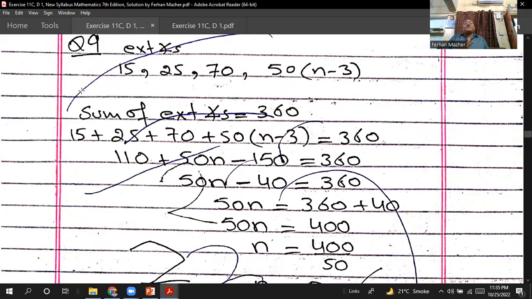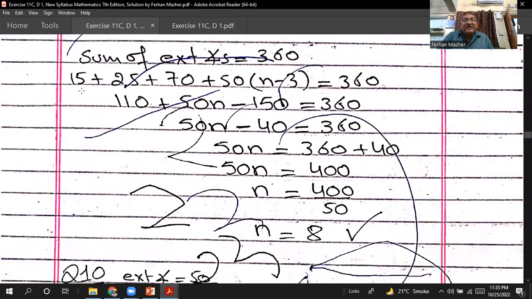So 15 plus 25 plus 70 plus 50 into bracket n minus 3 bracket close equals 360. So you will have 110 plus 50n minus 150 equals 360. So 50n minus 40 equals 360. So 50n equals 360 plus 40, so 50n equals 400. So n will be 400 divided by 50, so n will be 8. So this polygon has 8 sides.